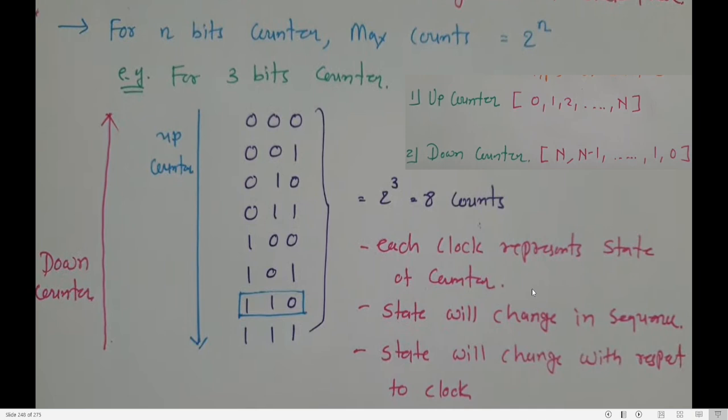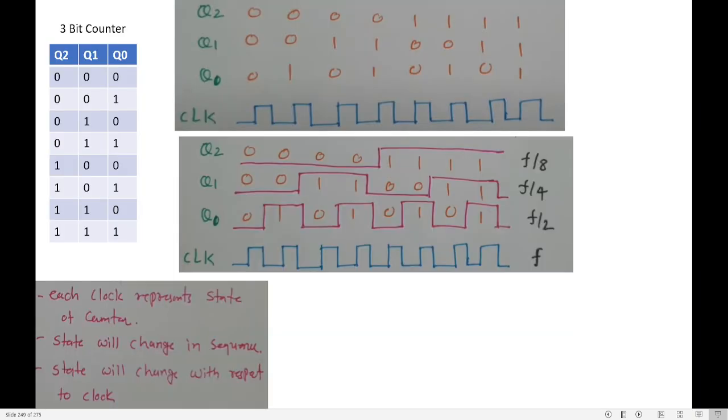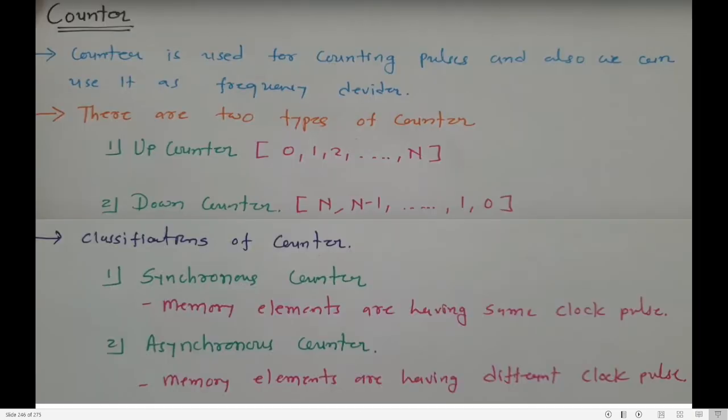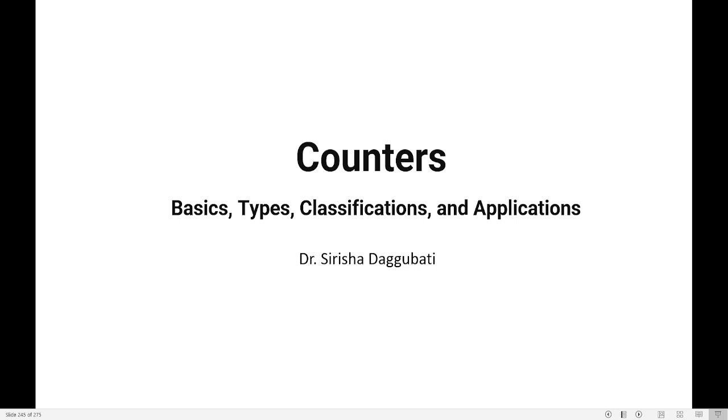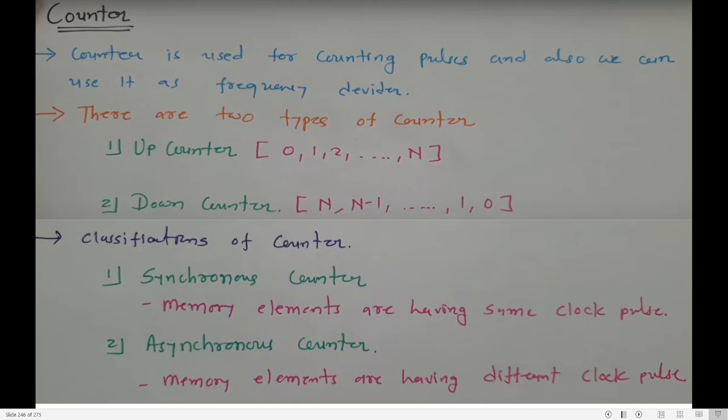So these are the various applications of counter, definition of counter, types and classification. So with this, I wind up this video. So we have seen what is a counter. Counter is used for counting clock pulses. 2 types of counter, up counter and down counter. 2 classifications, synchronous and asynchronous.